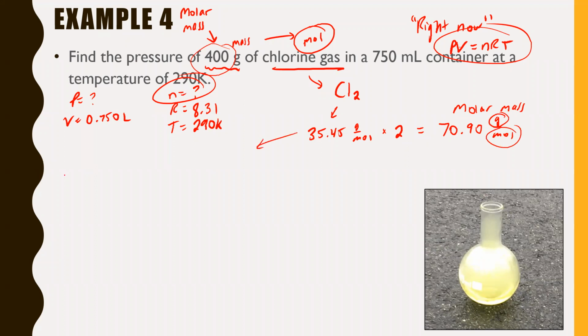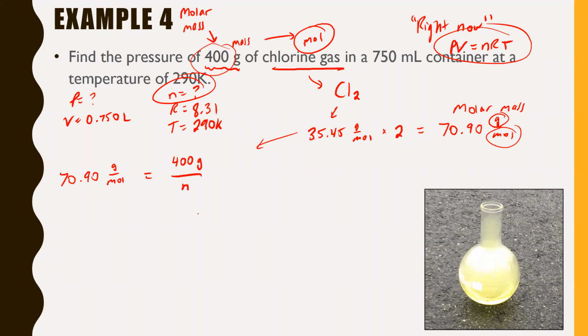I'm just going to do it over here. So, 70.90 grams per mole. The units of grams per mole kind of tell us what the formula is going to be. It's going to be some number of grams, which we actually know, it's 400 grams, over some number of moles, which is what we would want to find.